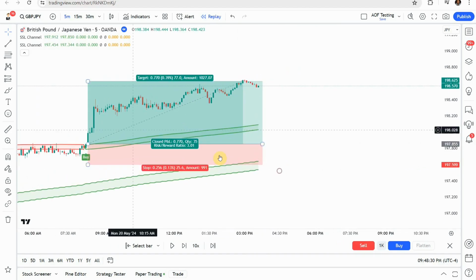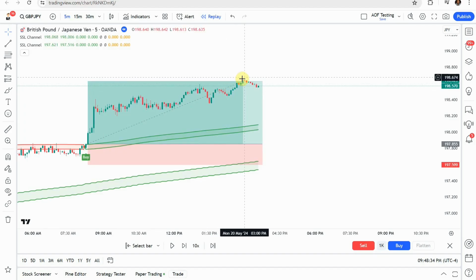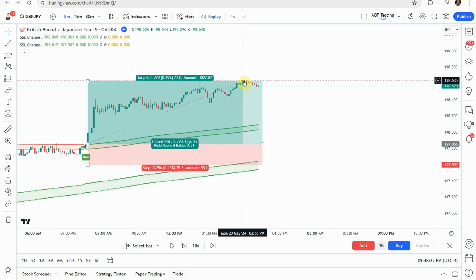And you can see it takes just a little bit, but we get this really big spike and then slowly stair step our way up to our take profit right here.